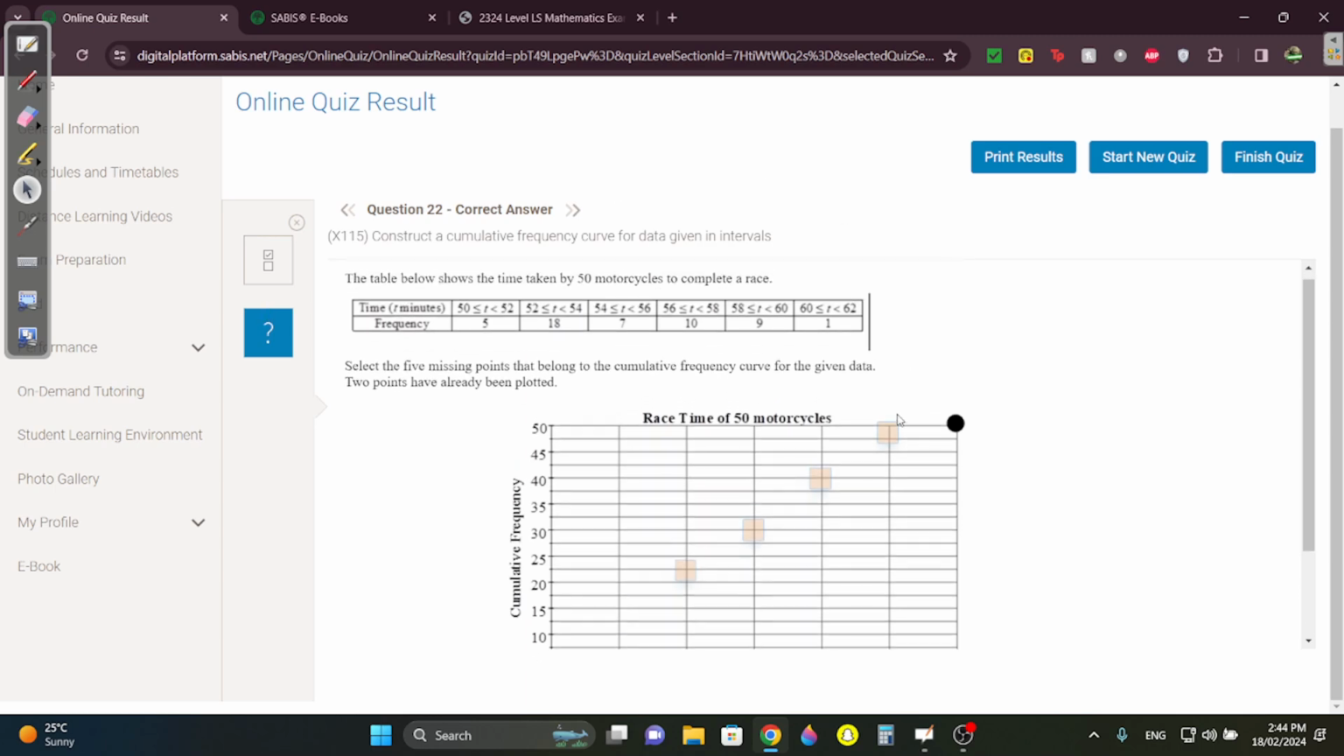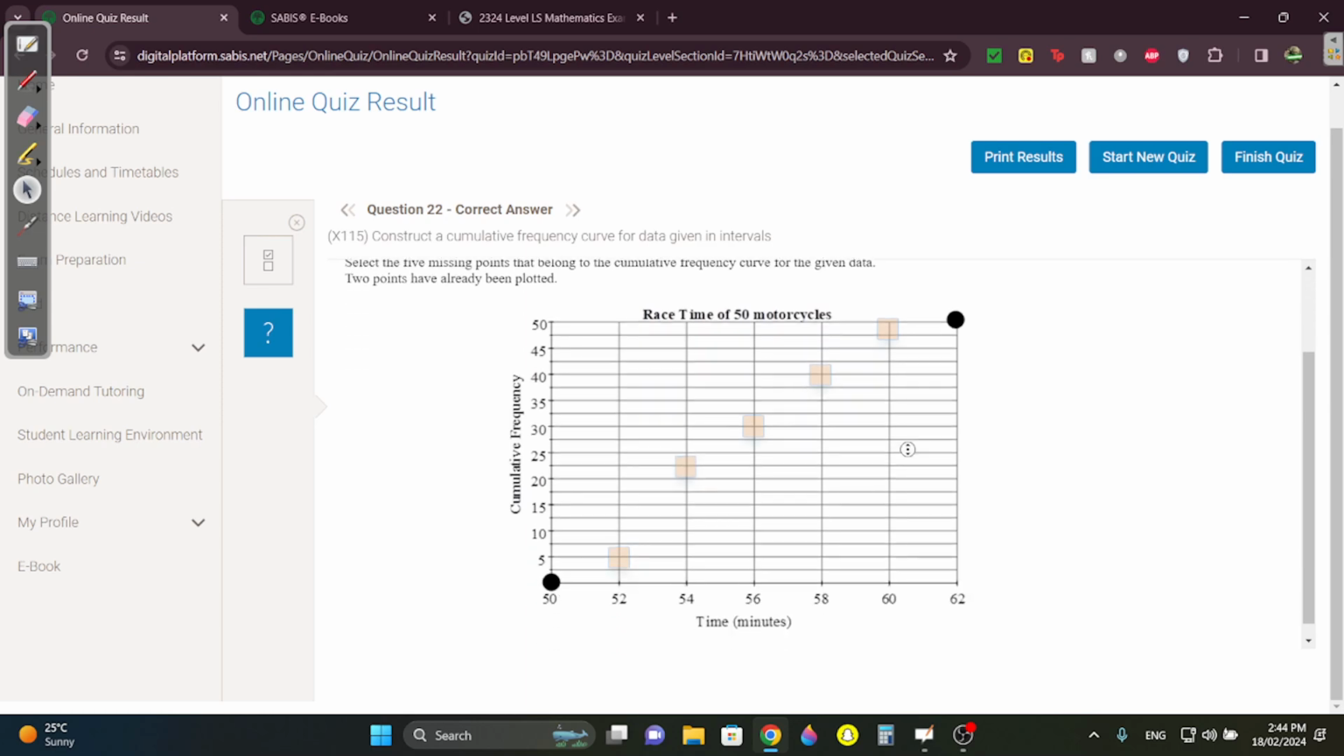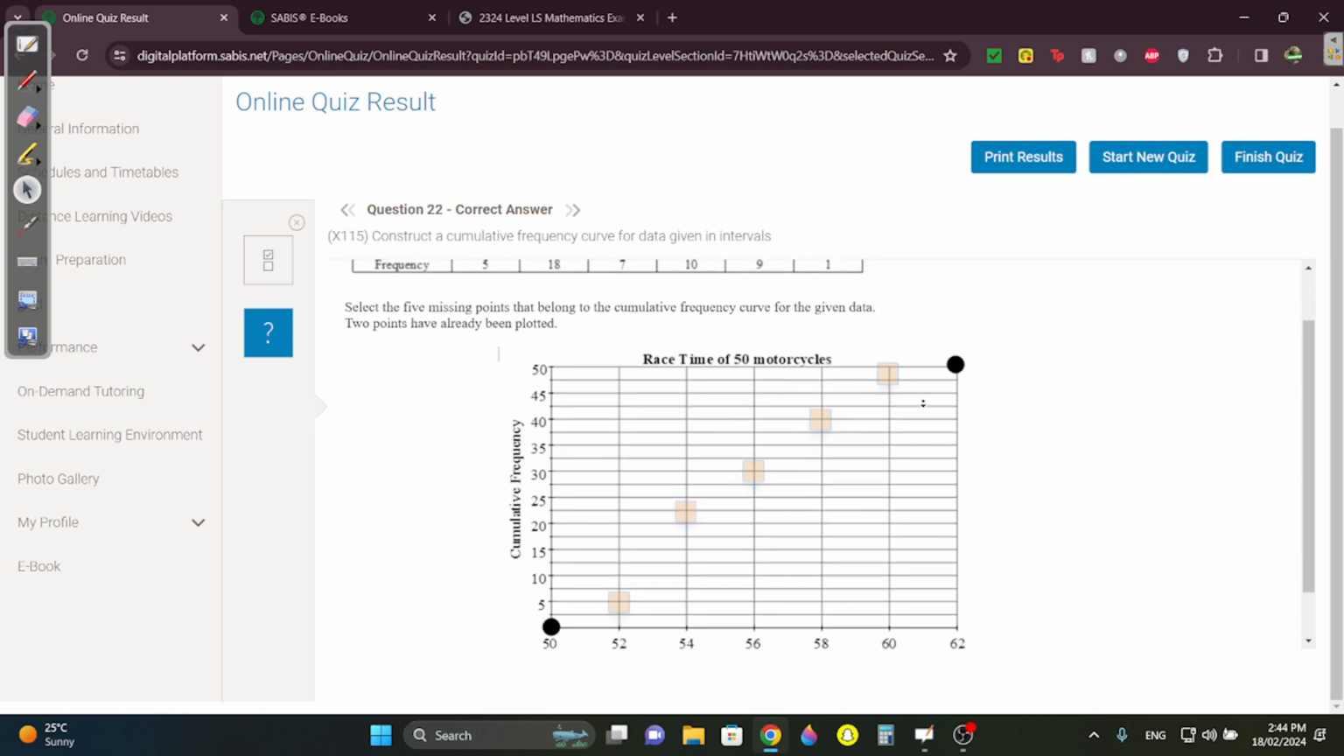Okay, this question I'm gonna do it fast because it's easy. Zoom out.